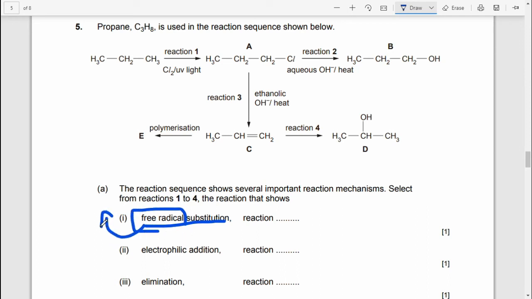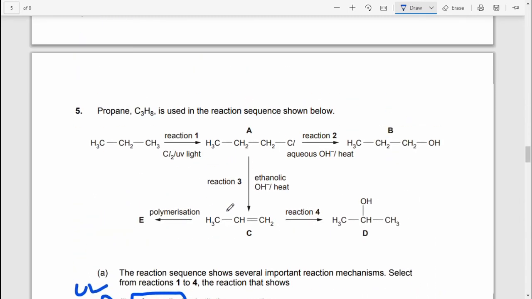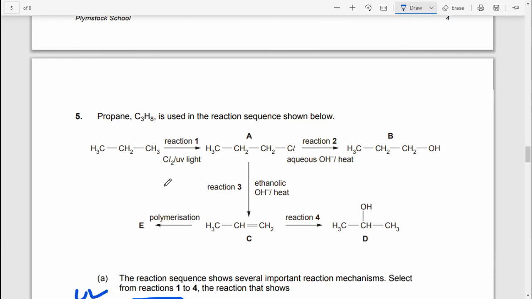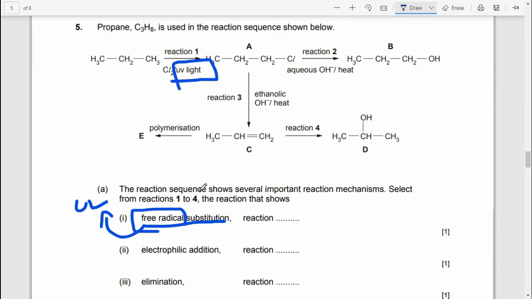Free radical substitution requires UV light. So let's just search where the UV lights are. These are the UV lights, right? So the answer is reaction 1.